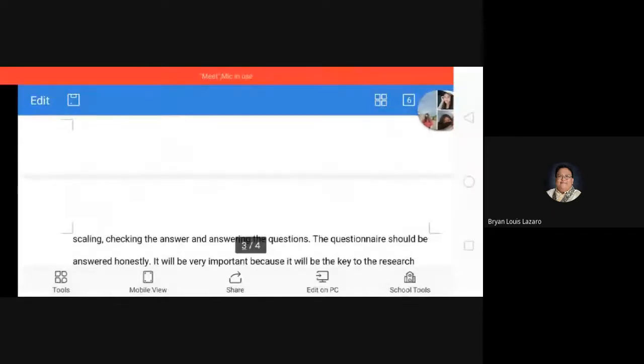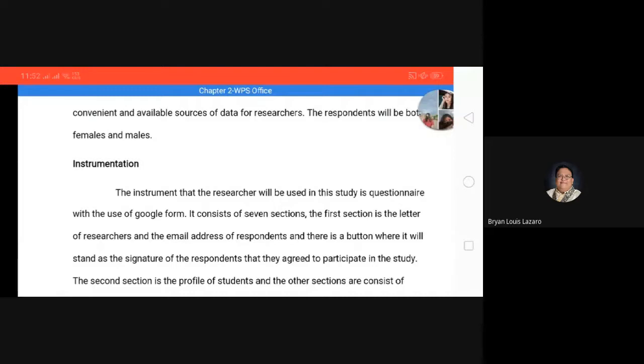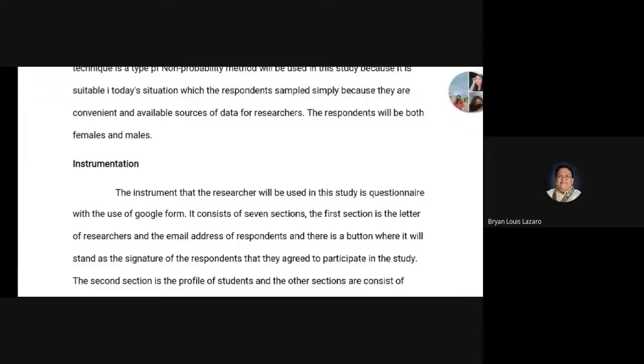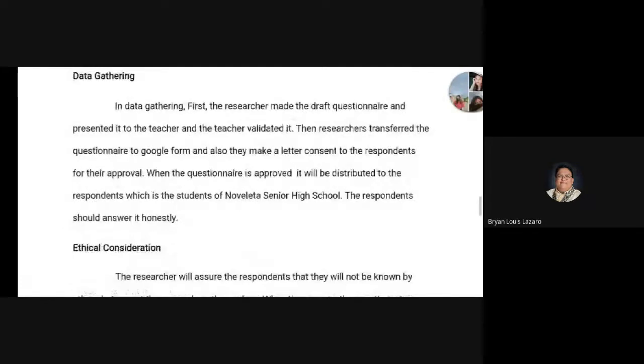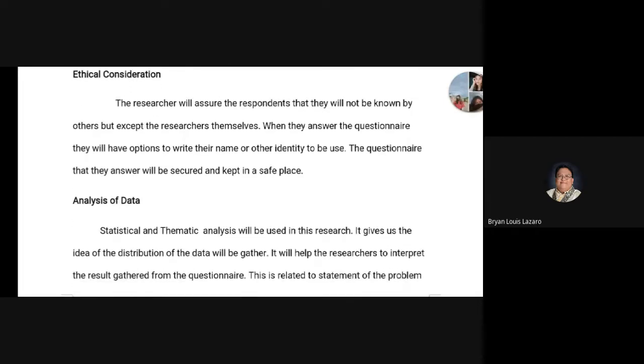Ganito po yung gawin nyo. If you want yung instrumentation, pasok na siya sa data gathering procedure. Doon nyo na siya ilagay. Yung ethical consideration, pwede nyo siyang i-add dyan sa chapter 2. It could be added there before the analysis of data. Ayan. Tapos analysis of data, patingin na ng analysis of data.